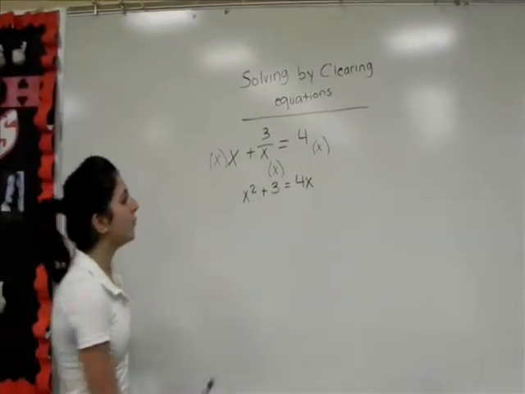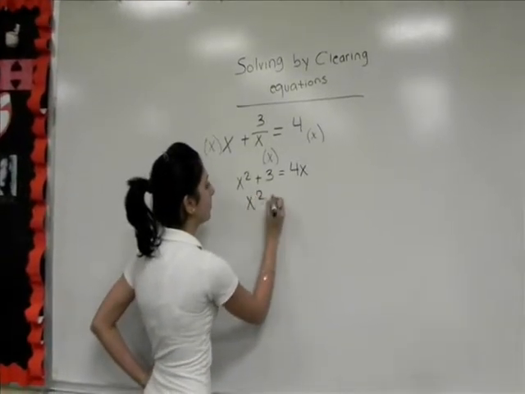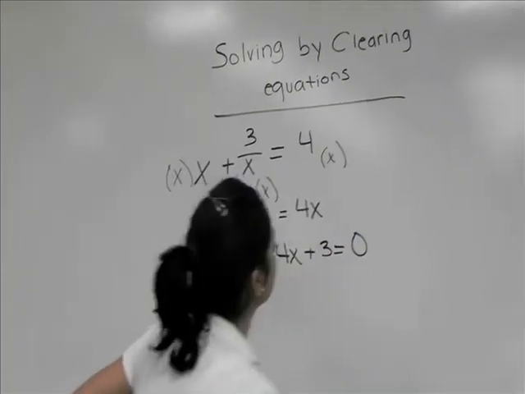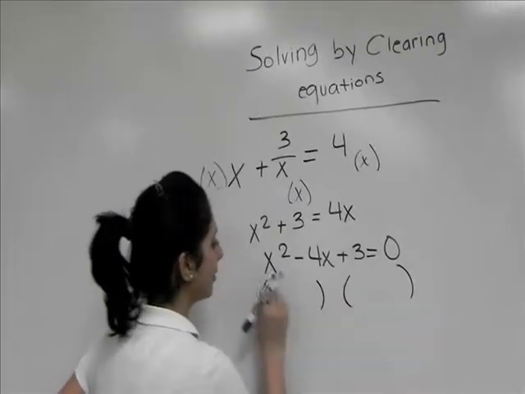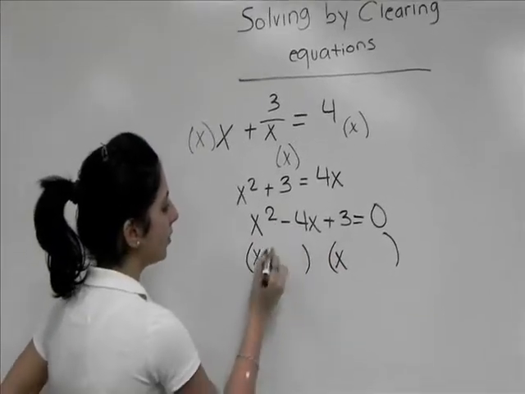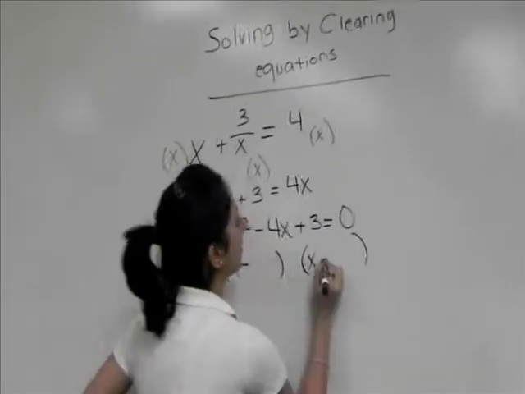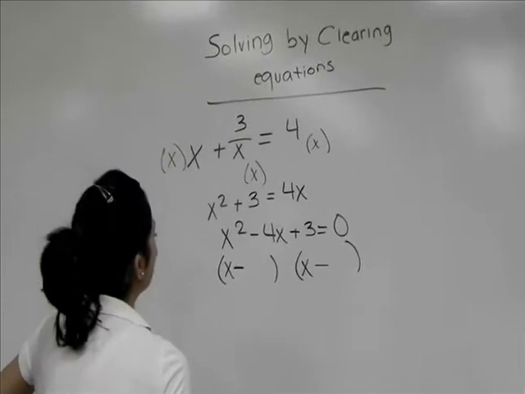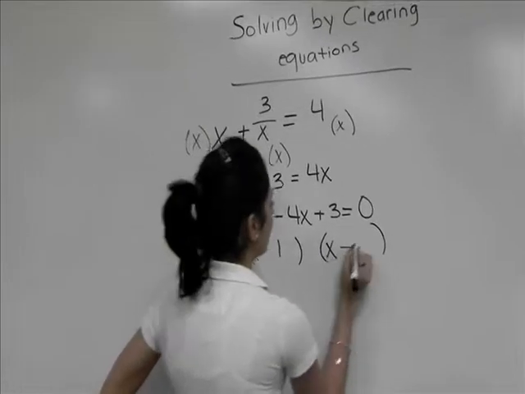The next step is you have to move over the 4x to this side to make everything equal to 0. So you have x squared minus 4x plus 3 equals 0. Then what you do is you factor. To factor, the x and the x, and then to get the 2 signs, you bring down the first sign, which is a negative, and then you multiply a negative and a positive, which will be a negative. Then you have to get numbers that multiply to 3 and add to -4. So those 2 numbers would be -1 and -3.